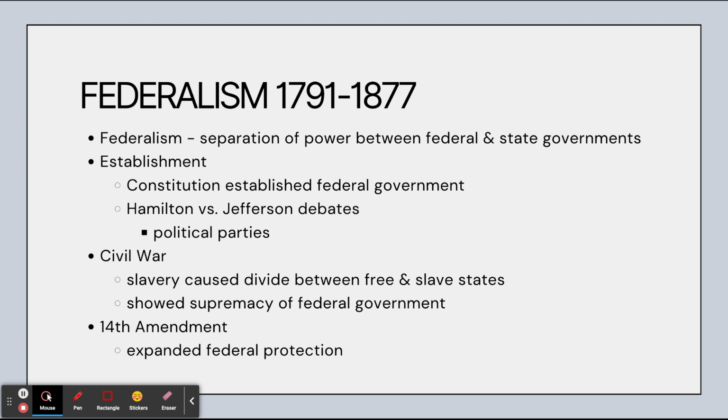However, even after the Constitution is formally ratified, there's a lot of debate about whether the Constitution should be followed as is, or if changes should be made, or how much power that federal government should really have. This leads to a division of the country between Alexander Hamilton, who is George Washington's Secretary of Treasury, and Thomas Jefferson, who is George Washington's Secretary of State.